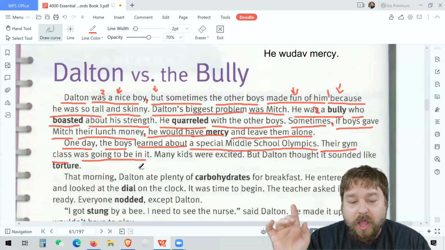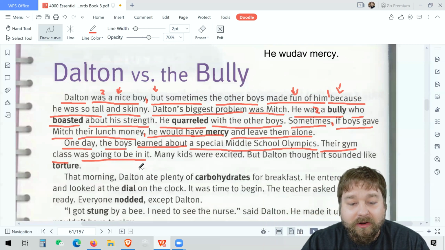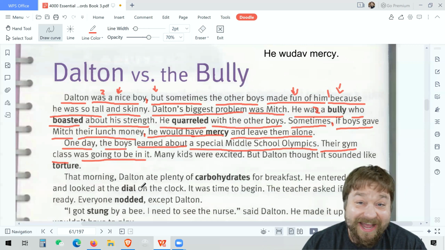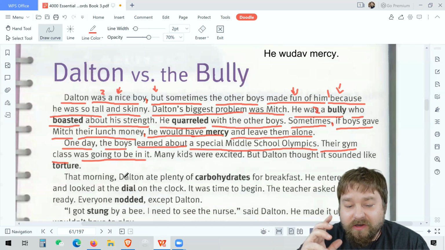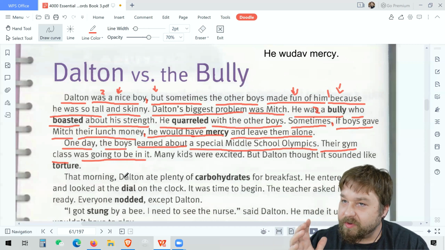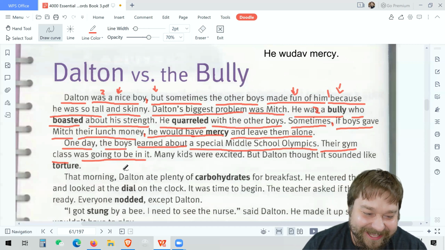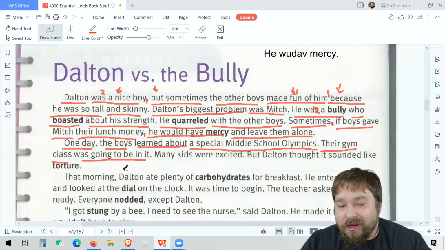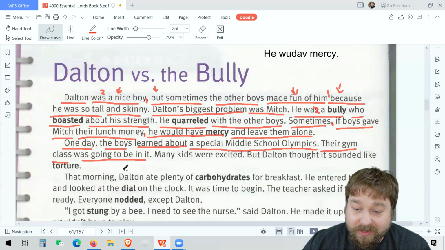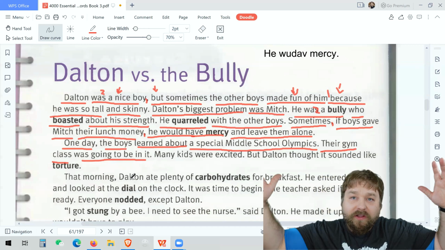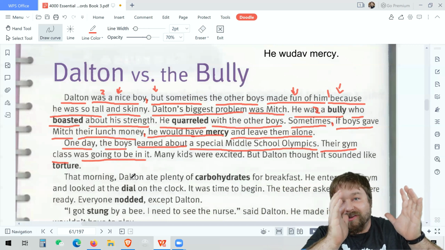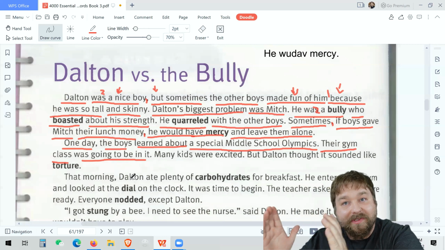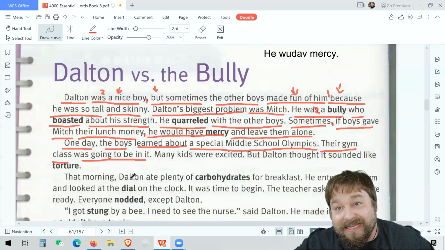Let's try this. One day, the boys learned about a special school. See? It's hard to read and speak. One day, the boys learned, I can do it too. Tip of the tongue. One day, the boys learned about a special middle school Olympics. Their gym class was going to be in it. Now, if we looked at all of that I just said, each of the pieces would match in terms of timing if we put the times over it, but that wave blended into the next sentence.